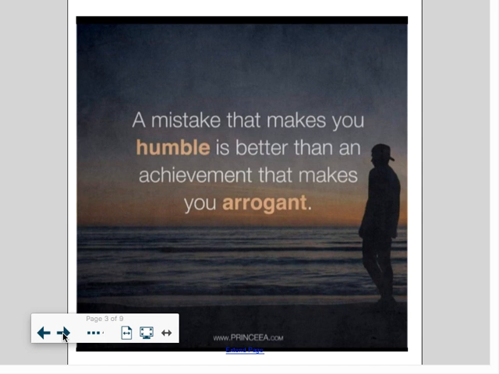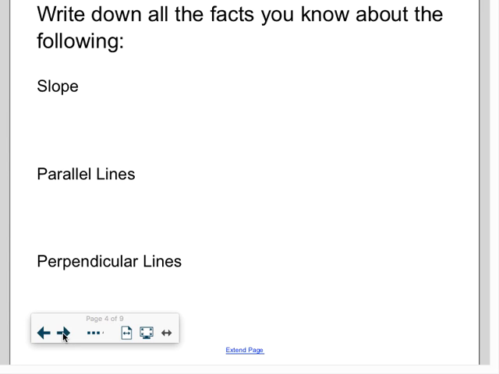Also, you guys, I do always put either silly or inspirational. This says, and I really want you to think about this one and try and process it. It says, a mistake that makes you humble is better than an achievement that makes you arrogant. So, like, and I hope that this is a safe place. It's a safe place to make mistakes. It's a safe place to ask questions.